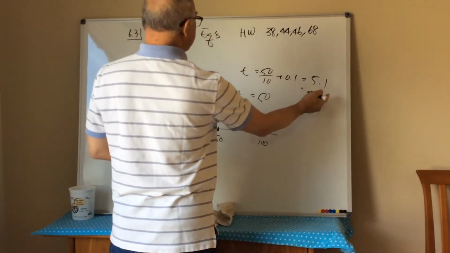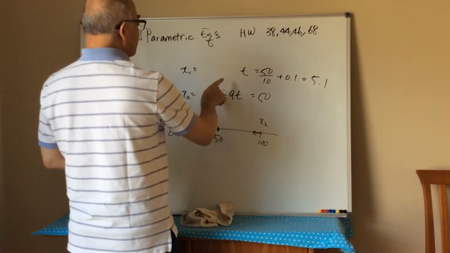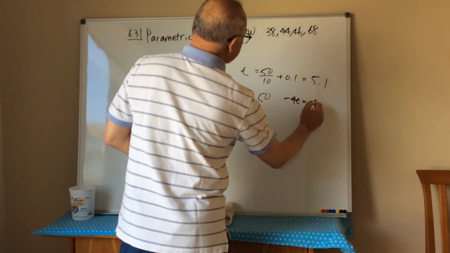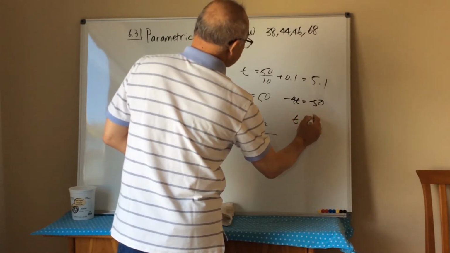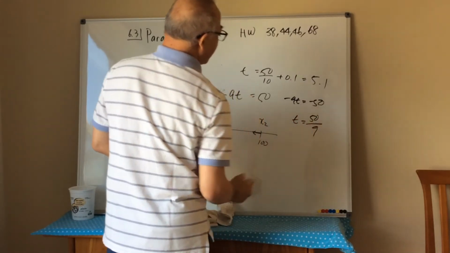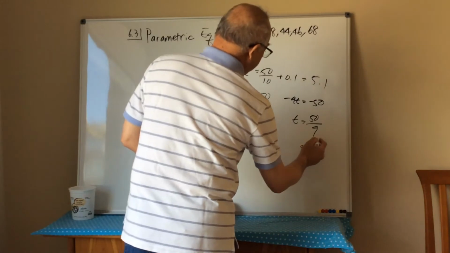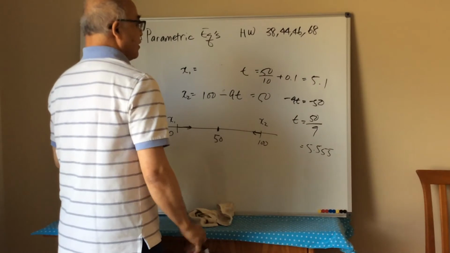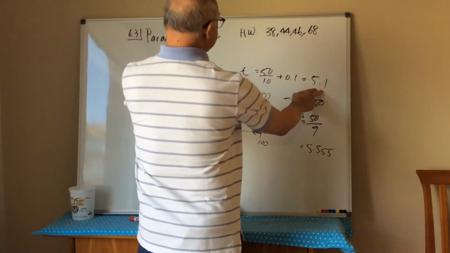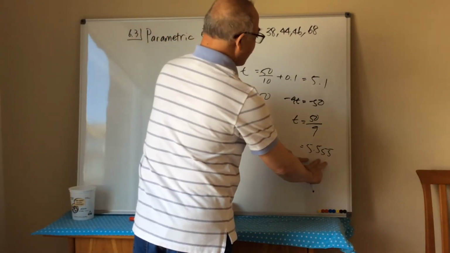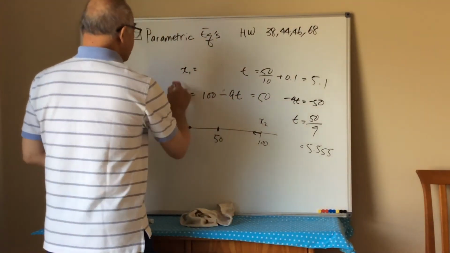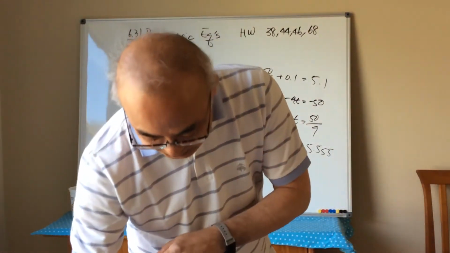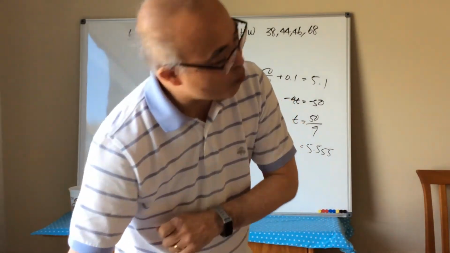That's 5 plus 0.1. Over here, if I move this guy over, I get negative 9t is equal to negative 50. t is equal to 50 divided by 9, which is going to be 5.5555, right? So this guy gets there in 5.1 seconds, where this guy gets there in 5.55 seconds. So obviously, x1 is going to get there quicker at 5.1 seconds. The question is, who captures the flag and by how many feet?